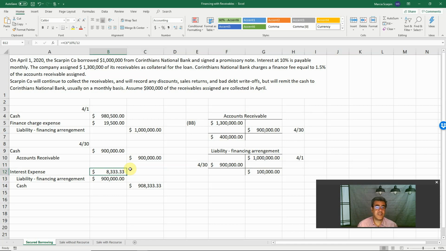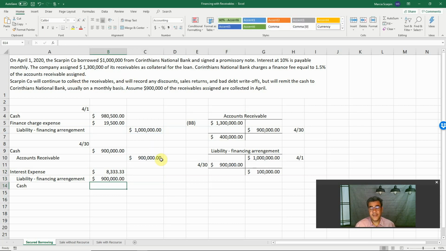And what do we have here in our interest expense? Interest is 10%, payable monthly. However, 10% is not per month. 10% is per year. And usually we work with simple interest here. So 1 month has passed, so $1 million times 10% divided by 12, about $8.3 thousand.